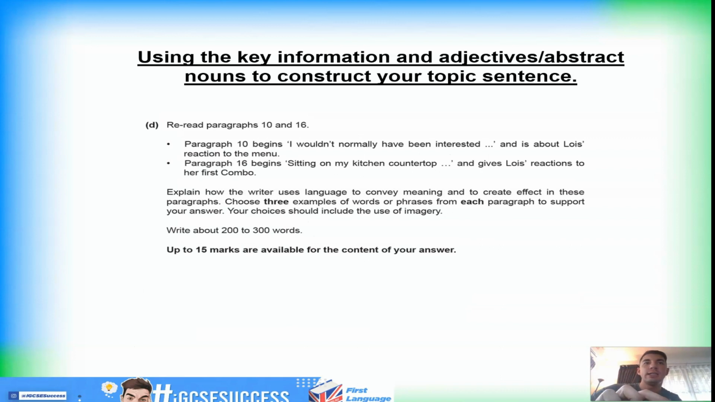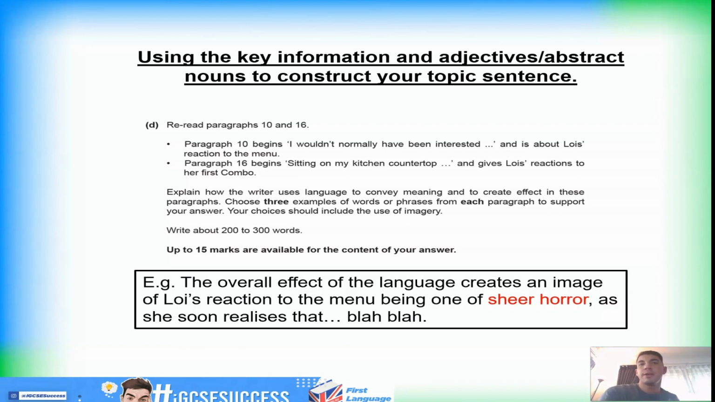So this bullet point reads, paragraph 10 begins, I wouldn't normally have been interested, and is about Lois's reaction to the menu. So key bits of information I would expect to see, Lois and her reaction to the menu, and of course some sort of abstract noun or adjective to describe that. Let's take a look. The overall effect of the language creates an image of Lois's reaction to the menu being one of sheer horror, as she soon realises that blah, blah, blah. Give it a bit of context. What does she realise? Again, I've answered this paper a while back. I can't remember what her reaction is. This is simply an example.